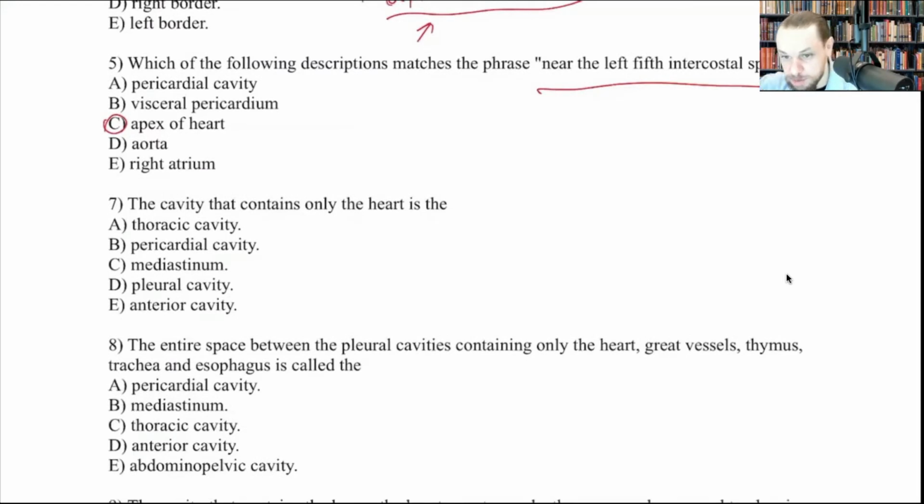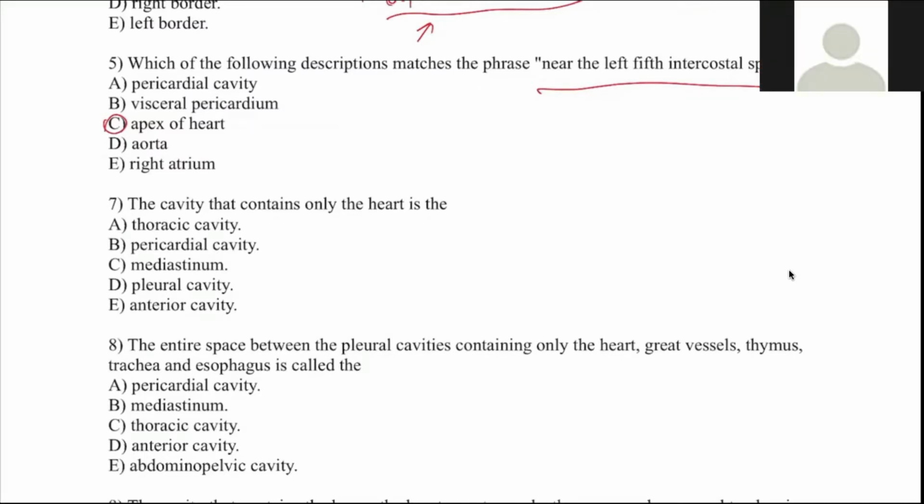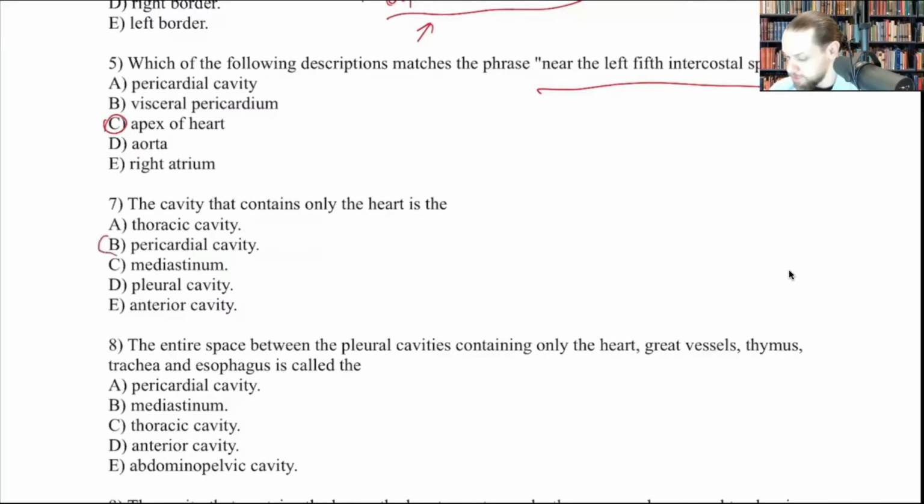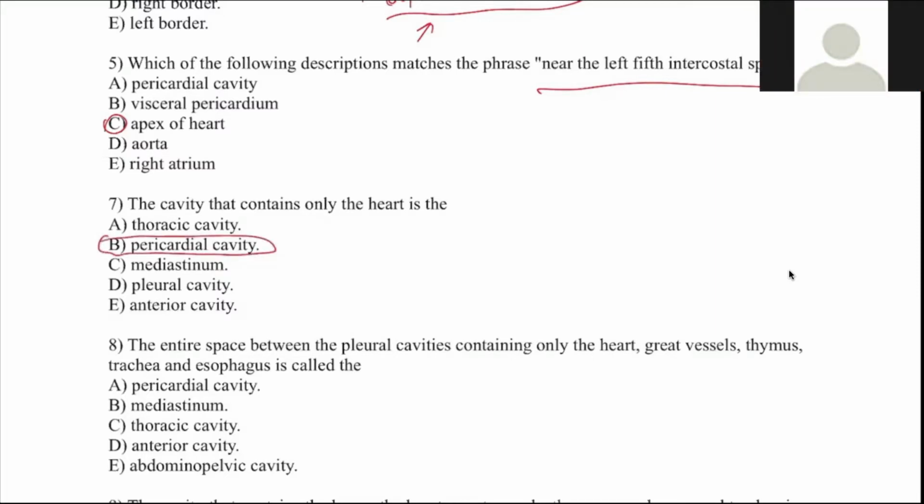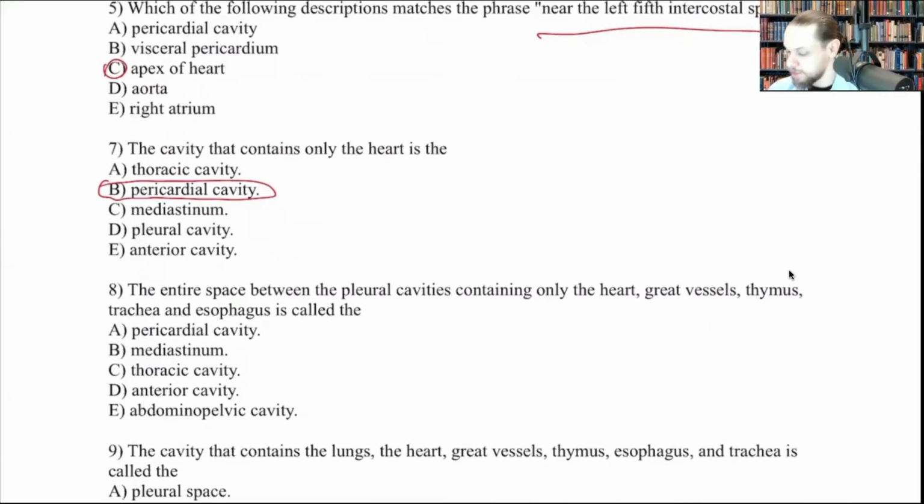Number 7, let's see who we have. Crystal, number 7. The cavity that contains only the heart is the pericardial cavity. Yeah, pericardial cavity is correct. So we have different cavities, and we're going to go through them. The one that contains only the heart is the pericardial cavity.